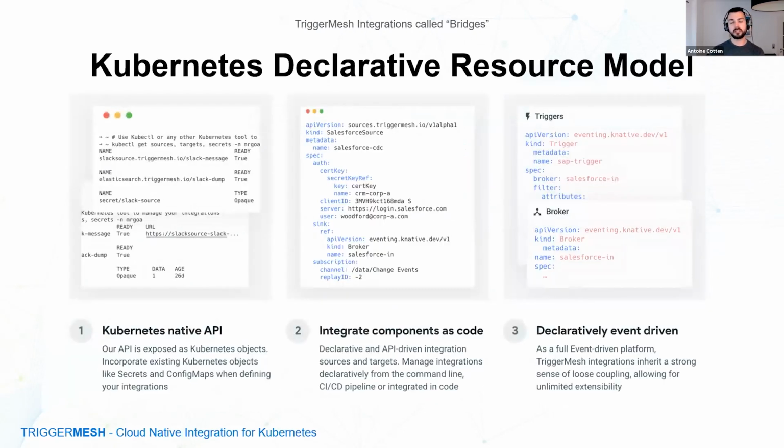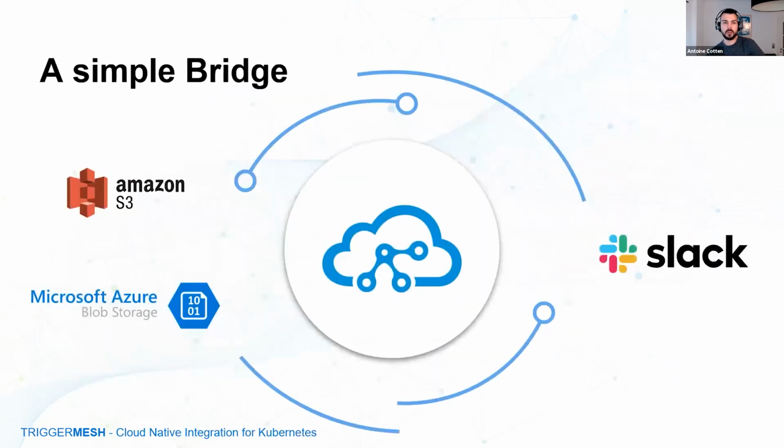And being based on Knative finally means that we do embrace the declarative resource model provided by Kubernetes. So you can declare service integration using an API, which now has become ubiquitous. So that's it for the little introduction about TriggerMesh and setting the context about what we do.